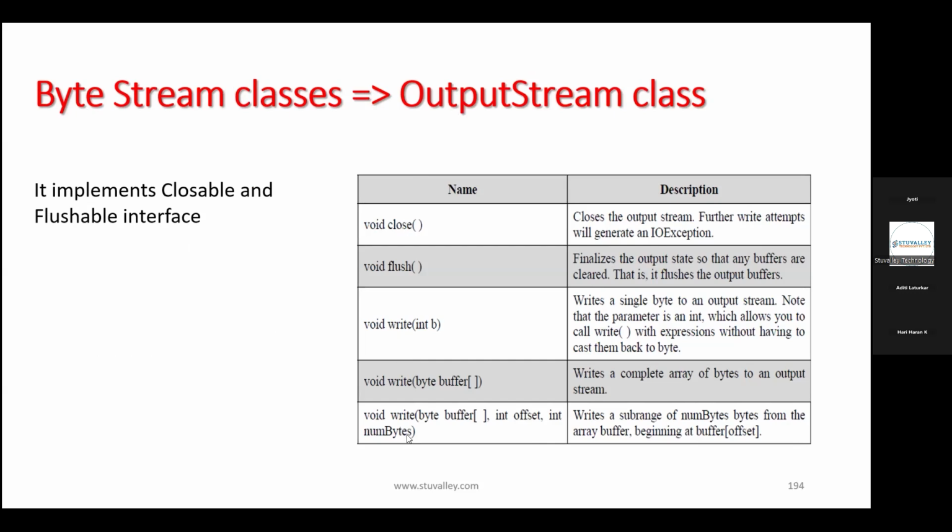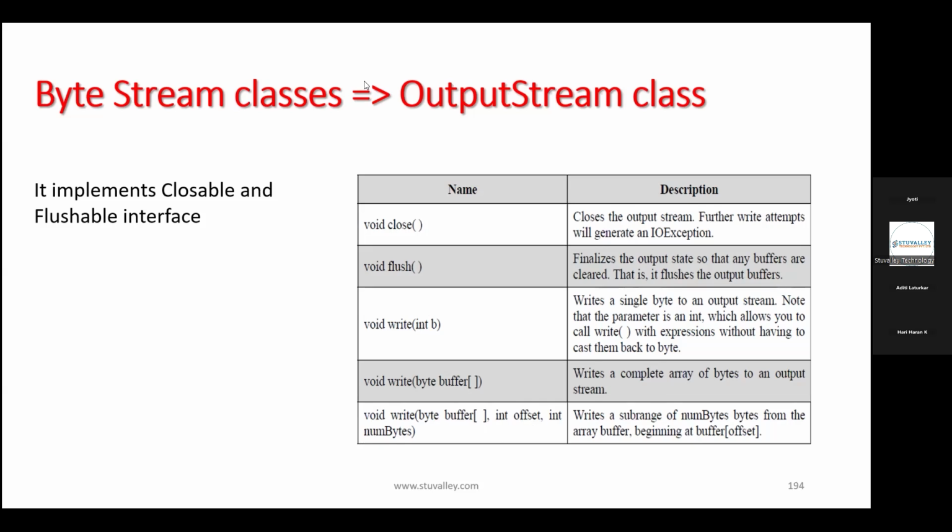Then there are three different overloaded write methods. Same as the read methods, we have three different write methods. The first one is used for writing a single byte of data. Second one is the write method with a byte array. It writes the data from the byte array to the output stream. And the third one is the write method with the byte buffer array, int offset and int number of bytes, where you can specify the data you want to write from this particular buffer, from which offset, and how many bytes you want to write to the file.